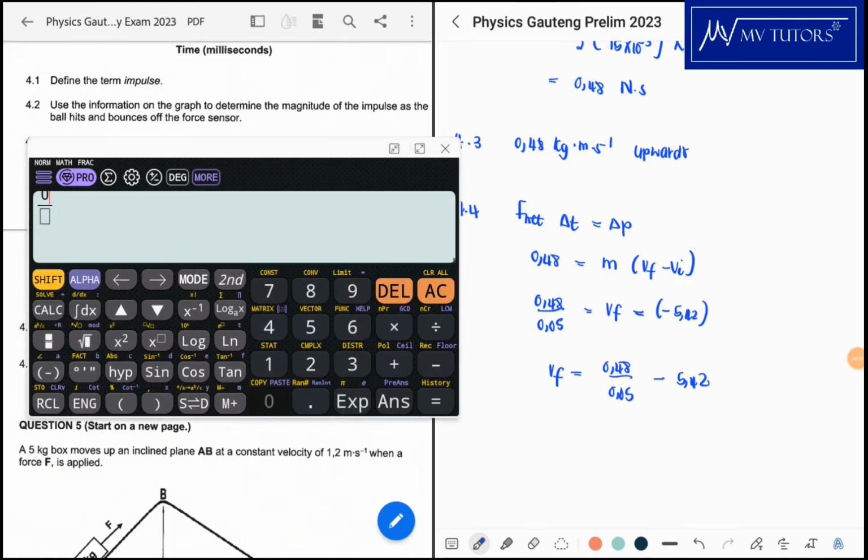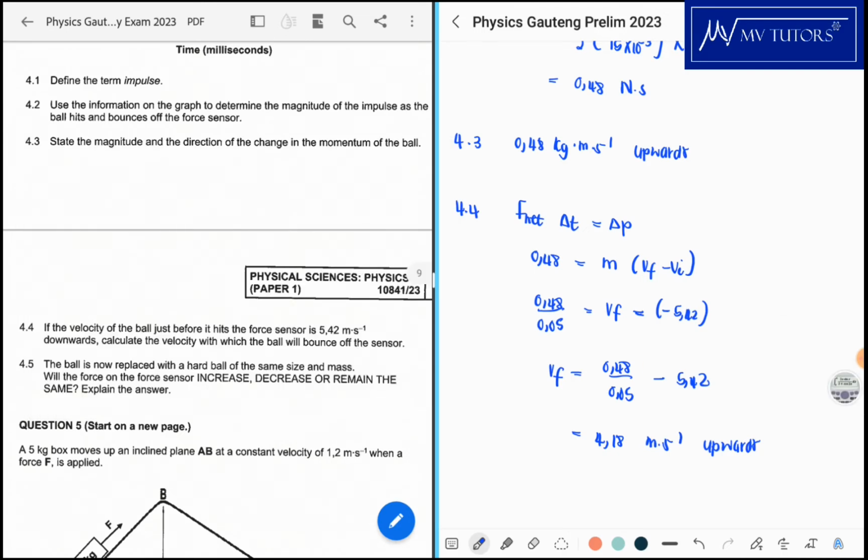Now let us see there. So we have 0.48 divided by 0.05. And we're going to subtract 5.42. We're going to probably get a negative. No, not a negative answer. We're getting a positive answer. Yes, okay, so we have 4.18. For a moment there, I thought we were going to have a negative answer. So final velocity is 4.18 meters per second. And because it's positive, it will be upwards. Okay, it seems like this question is moving quite fast.